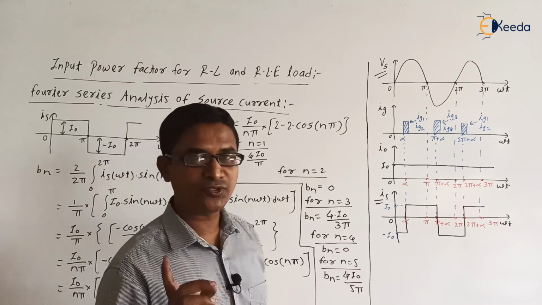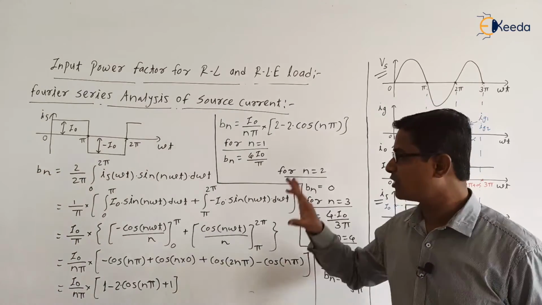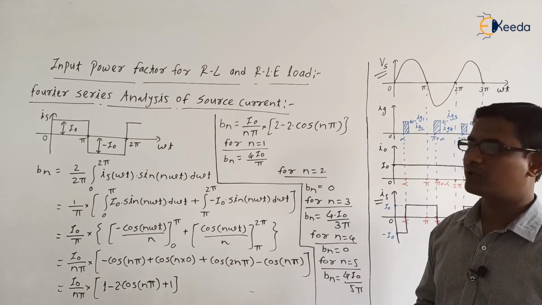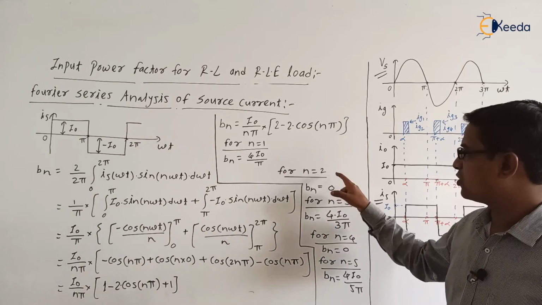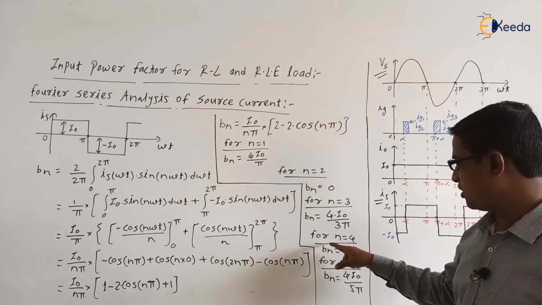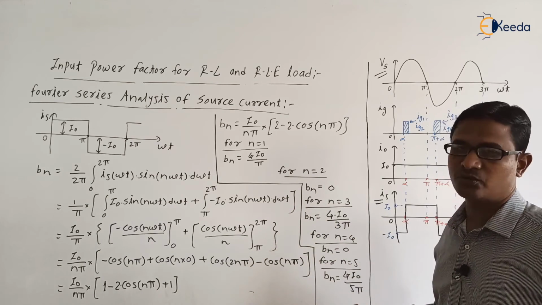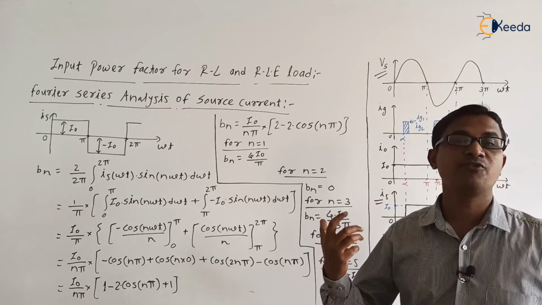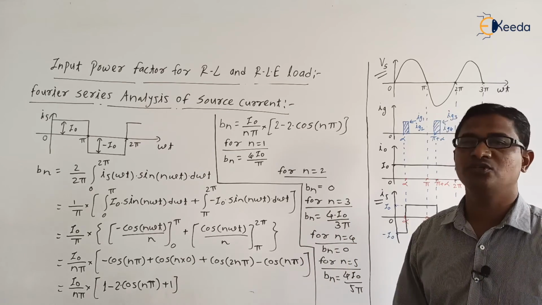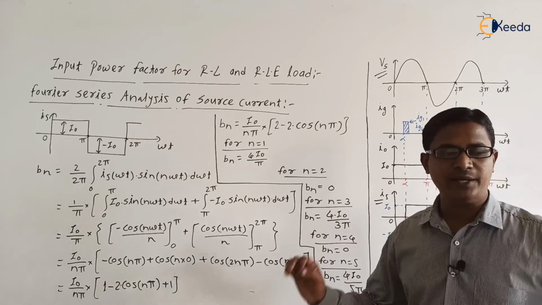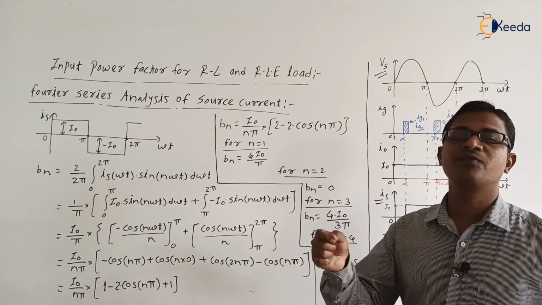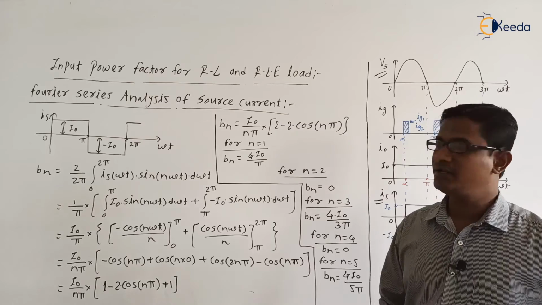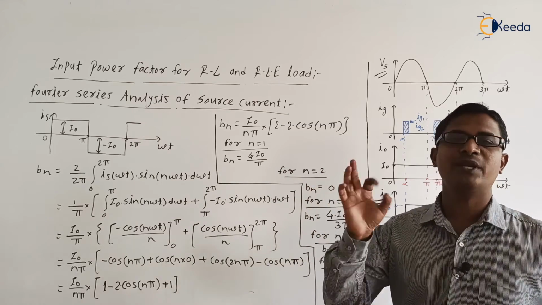If you check this expression of Bn, for n is equal to 1, it is non-zero. For n is equal to 2, 0; n is equal to 3, non-zero; n is equal to 4, 0; n is equal to 5, non-zero. N is equal to 6, it will be 0. N is equal to 7, it will be non-zero, right? So can we say that Bn is 0 for all even values of n, and it is non-zero for all odd values of n.